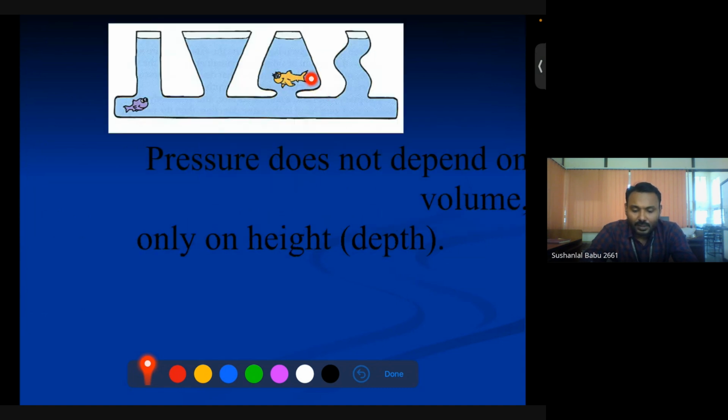Here, irrespective of the shape, the pressure will remain the same at the bottom surface. The total height of water is the same everywhere, but the shape of the vessel is different, though they are connected at the bottom. So whatever pressure is experienced here because of this much water, it will be the same. Even if more water or less water is exerting, the pressure will be the same. Pressure only depends upon height, not on the shape or volume of liquid.